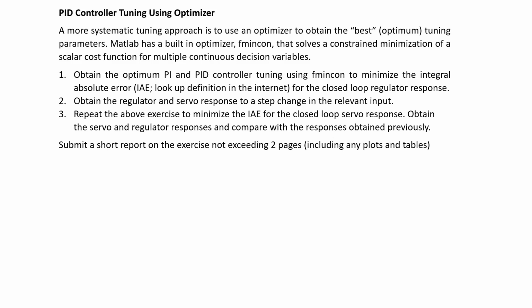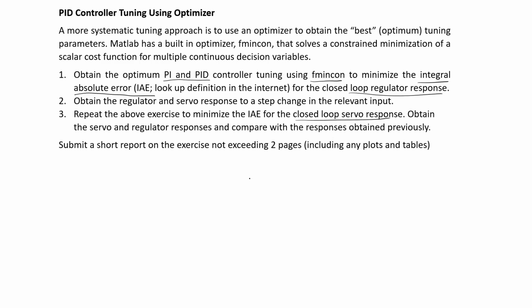The purpose of today's lab exercise is to use an optimizer to obtain the best possible tuning parameters for a PI and a PID controller. And we are going to be using fmincon, which is a nonlinear programming module in MATLAB, to minimize what I am referring to as the integral absolute error, but I think we may have to change the objective function. For the closed loop regulator response, we are going to repeat the exercise for the closed loop servo response.